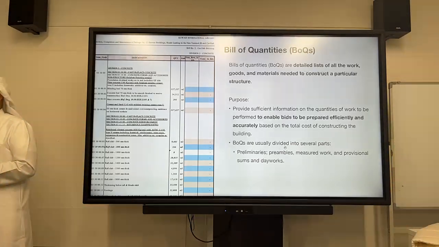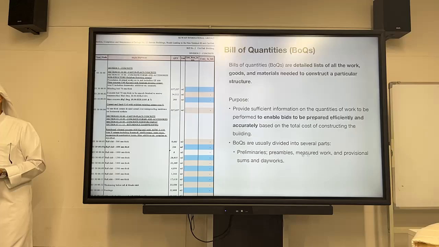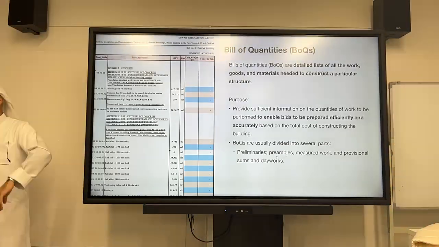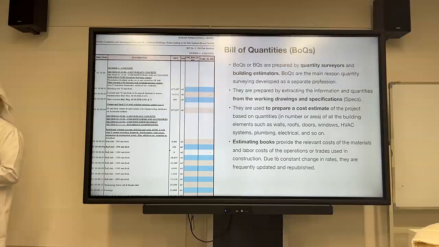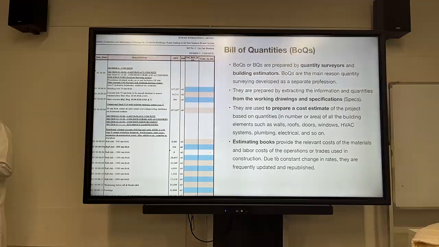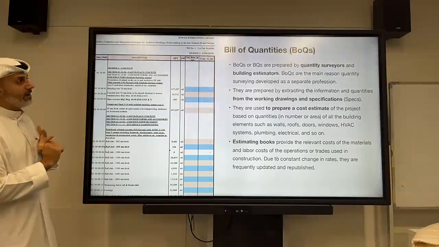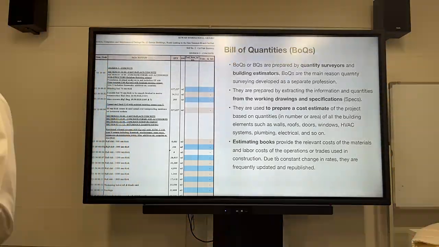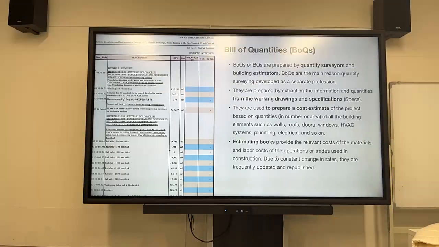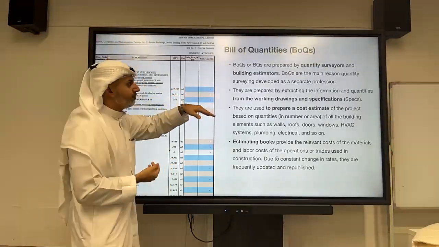BOQs are usually divided into several parts: preliminaries, preambles, measured work, provisional sums, and day works. But they're divided into these different parts. So BOQs, sometimes they're called BQs. They're prepared by quantity surveyors and building estimators. So it's not necessarily the architects that are doing it, but an architect could take on this job with training later, as part of the profession. Same thing with specifications, which we'll talk about in a minute.